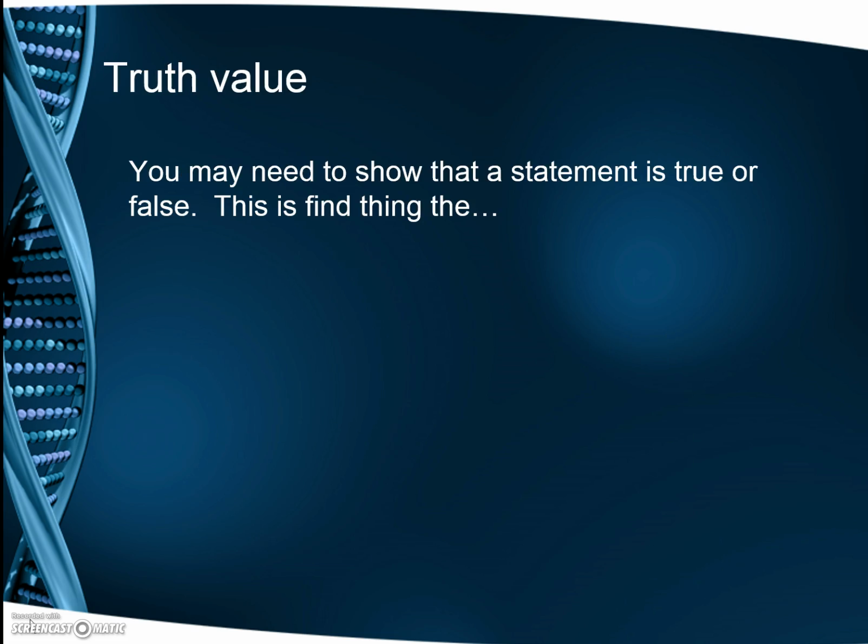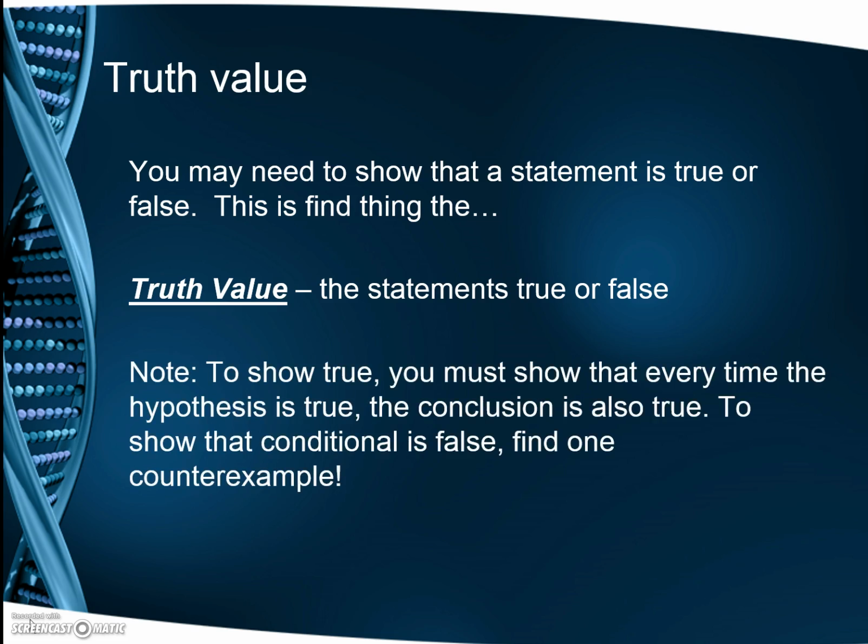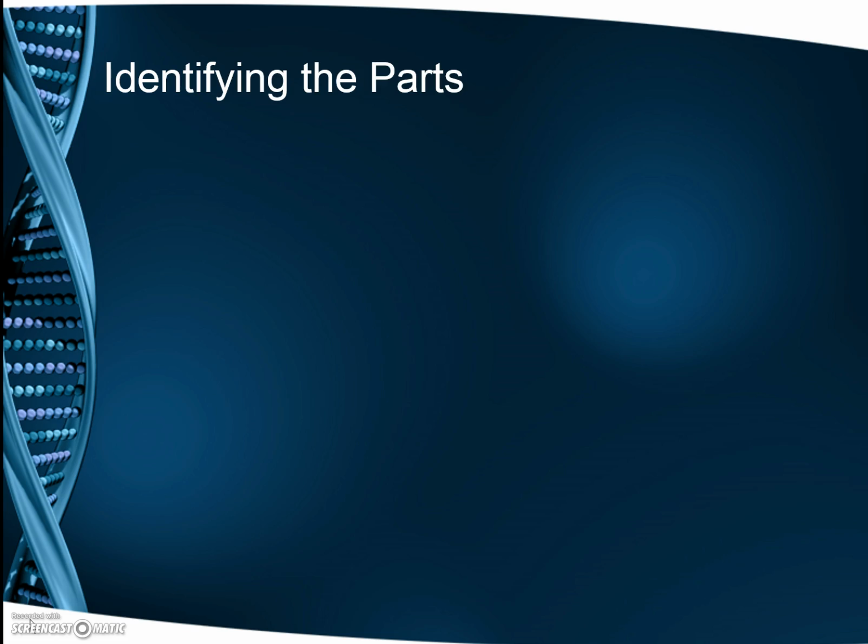So what we need to do is sometimes indicate if something is a true or false statement. And what that is called is a truth value. And again, that's telling us, is that statement true or false? Now, take note, just like with counterexamples and proofs, to show something is true, it has to be true that every time the hypothesis is true, the conclusion is also true. But to show that something is false, all I have to do is find the one counterexample, kind of like we were discussing in the last video.